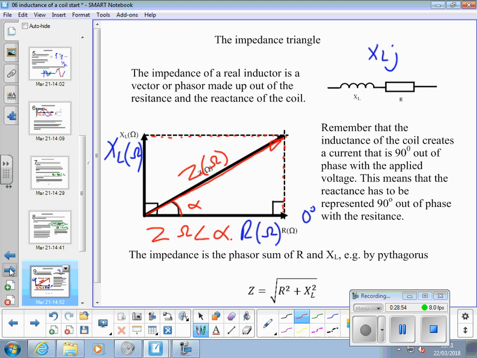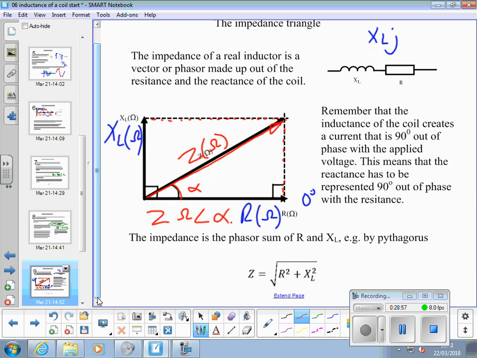The impedance phasor is the sum of R and XL. By Pythagoras we could find the magnitude of Z by doing the square root of R squared plus XL squared on that triangle. And if we wanted to, we could find the angle using one of the trig ratios.